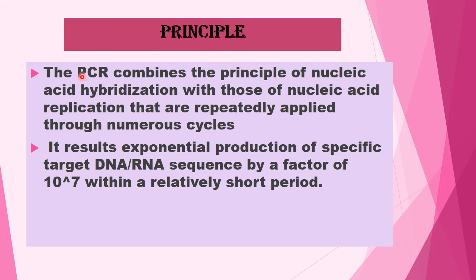Principle: PCR combines the principle of nucleic acid hybridization with that of nucleic acid replication, repeatedly applied through numerous cycles. It results in exponential production of a specific target DNA or RNA sequence by a factor of 10 to the power of 7 within a relatively short period. So this is the principle involved in the PCR technique.